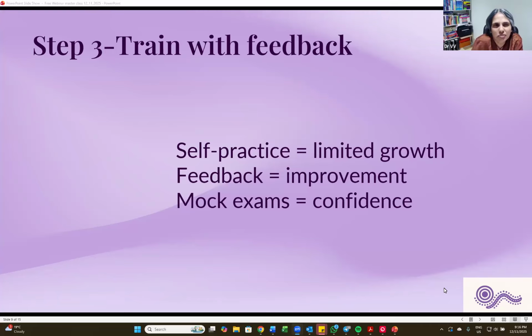So self-practice, if you read and practice yourself, it's not going to work. You need to practice with someone who gives you feedback. You need to do mock exams because mock exams actually show you where you are standing. It's so important to do it.